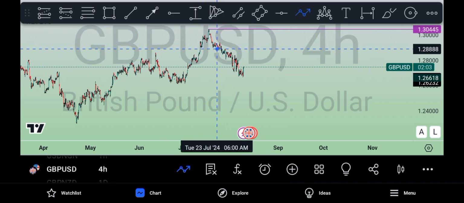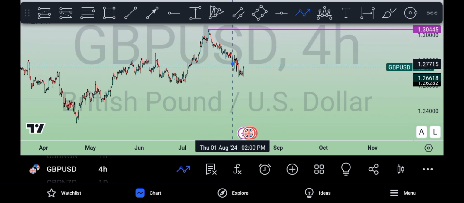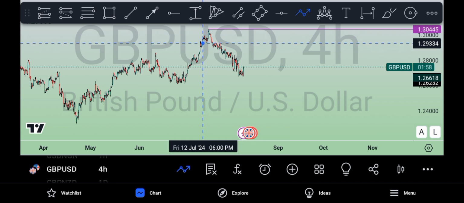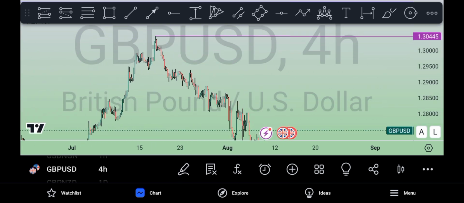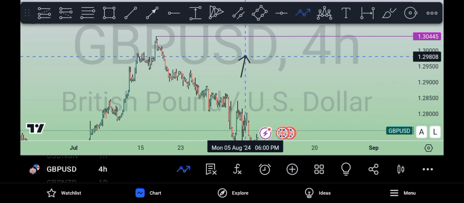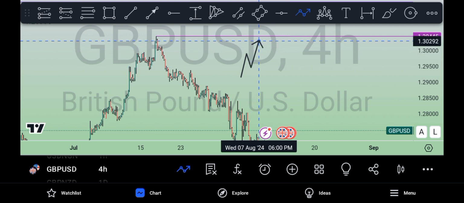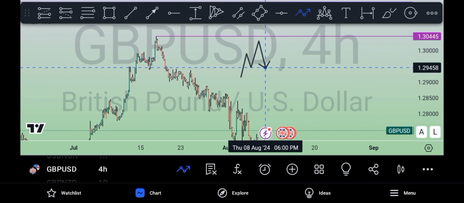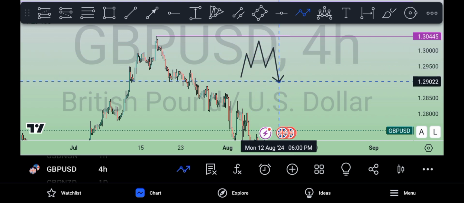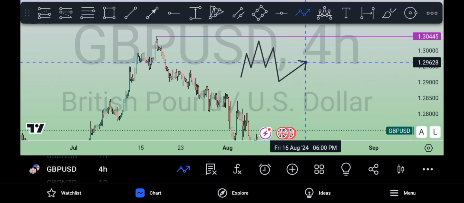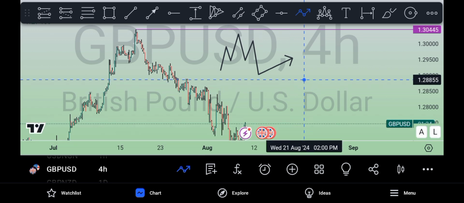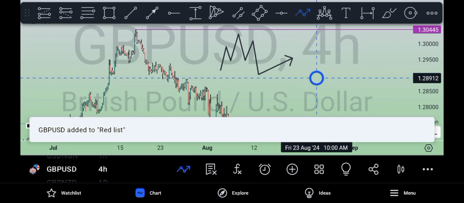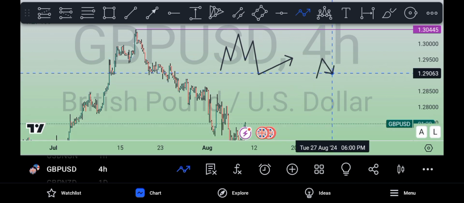Even this reversal that happened was a pullback. Even this pullback that happened right here did not actually give me the kind of pattern I want to see, because this is not a reversal pattern for me. If the market wants to reverse, I want to see something like this. I want to see something like this, or I want to see an M pattern like this.